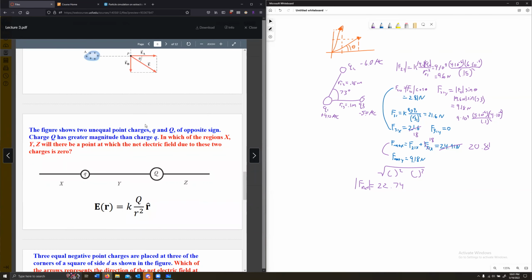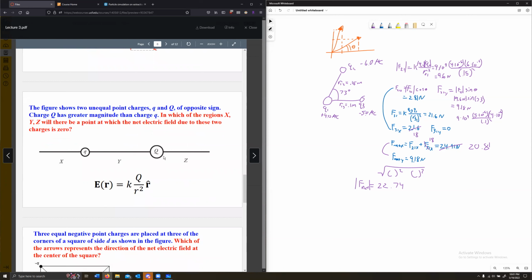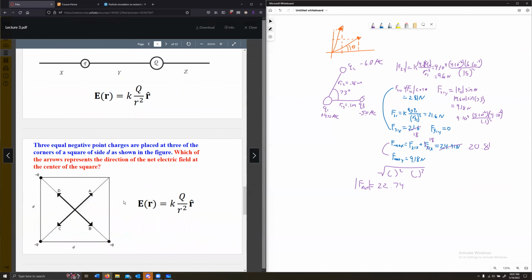The figure shows two unequal point charges, little q and capital Q, of opposite sign. Charge Q has a greater magnitude than charge small q, in the regions x, y, and z. In which regions x, y, and z will there be a point at which the net electric field due to these two charges is 0? So with this, I think we would just plug in. This is kind of a plug and chug here. What we can do is, if we say this is 0 and this is distance 10, you could say, oh, distance 1, what's the charge here? What's the charge here? And I think that's how you would find it.